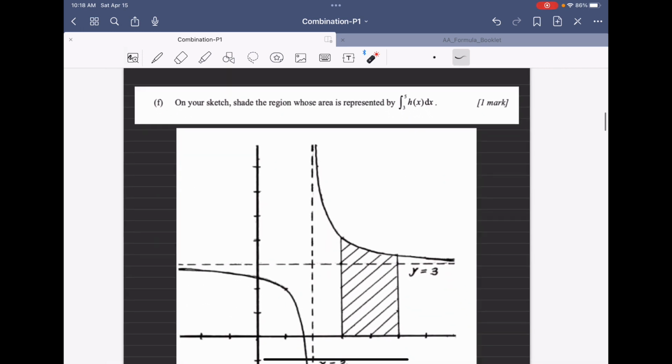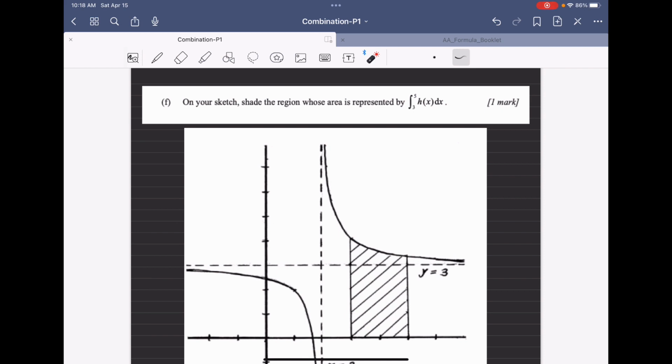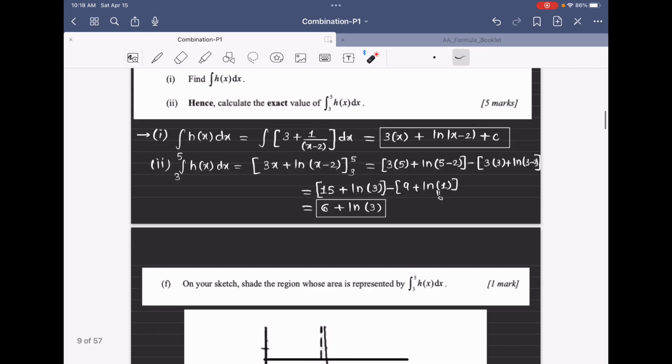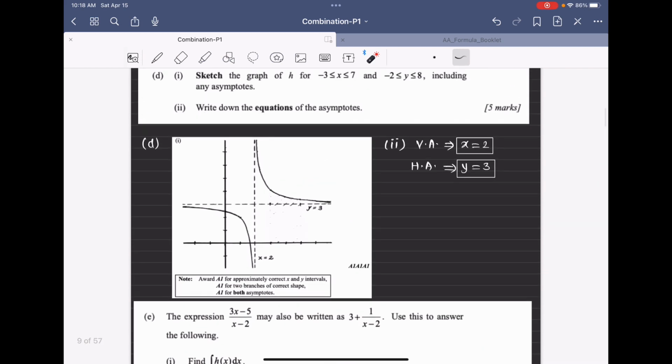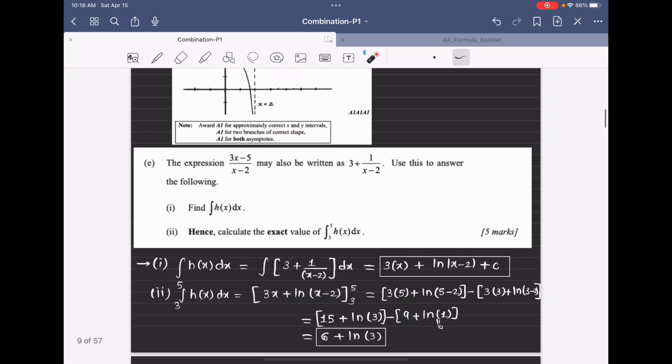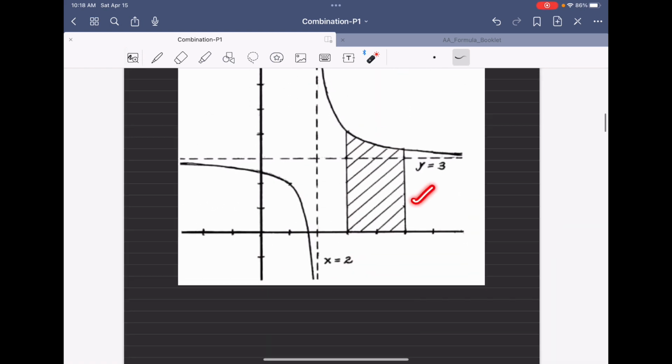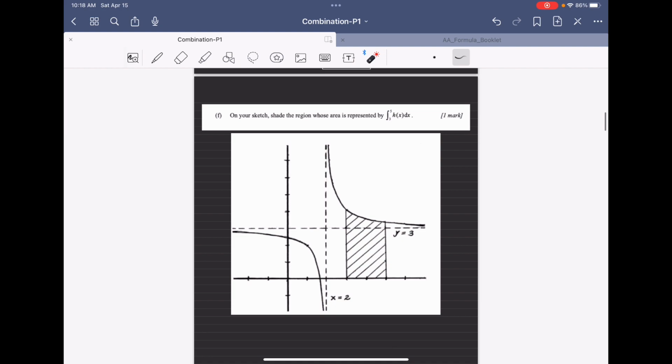Next part, on your sketch, shade the region whose area represents the integral from 3 to 5. So we already have this one. 3 is coming here, 5 is coming here. So I will just sketch this diagram. That's it. This is my diagram. Thank you.